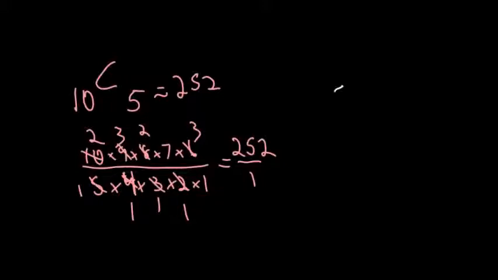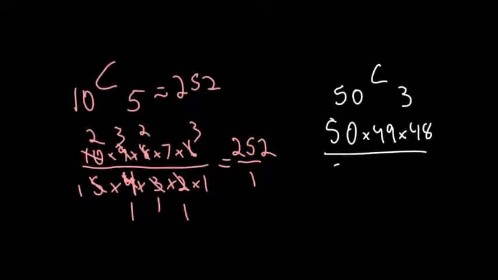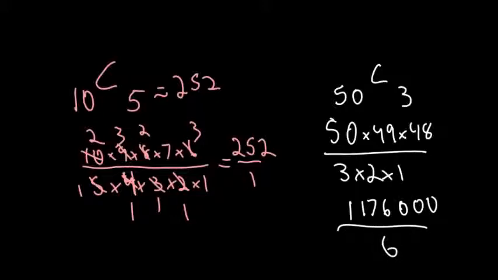Let's say we had 50C3. So that would be 50 times 49 times 48 over 3 times 2 times 1. So work that out. 50 times 49 times 48 would be 117,600 over 6. So divided by 6, you get 19,600.